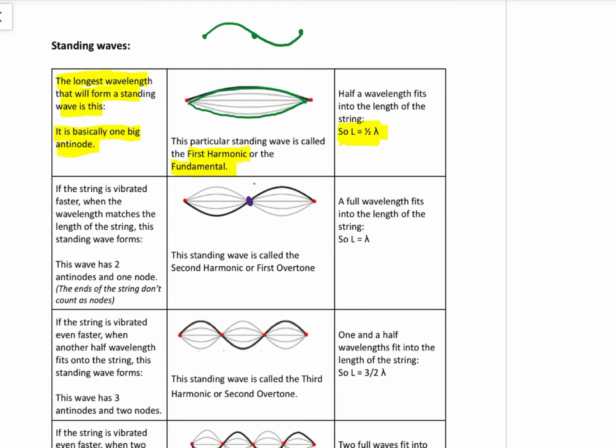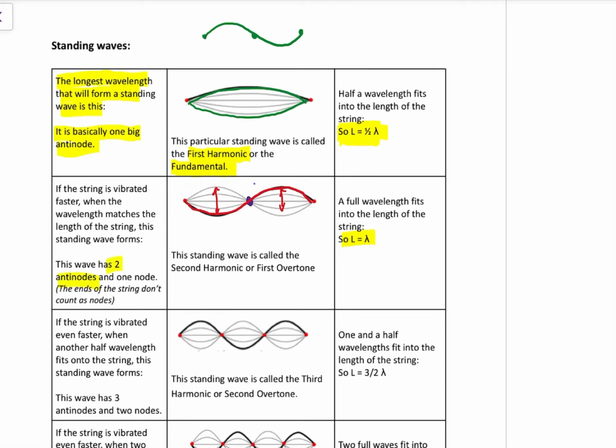And we had lively spots over here that were wobbling up and down a lot, and lively spots over here that were wobbling up and down a lot. So two antinodes and one node in the middle. Basically what we've got is one full wave fitting into the length of the string, and the wave traveling one way interferes with the wave that reflected back. In the length of the string, however long the string is, we fit one full wavelength.